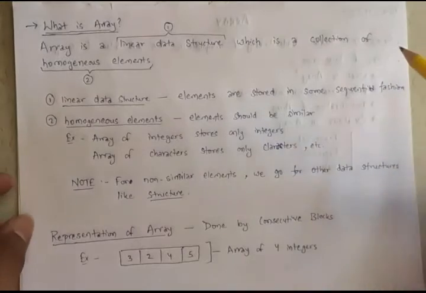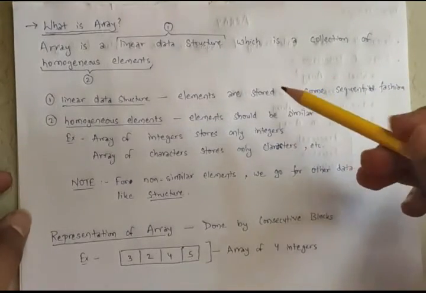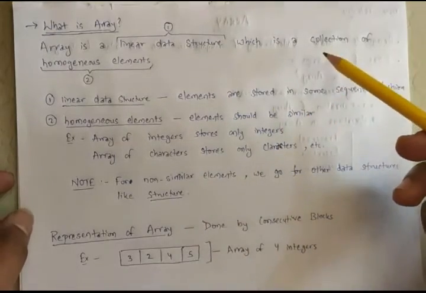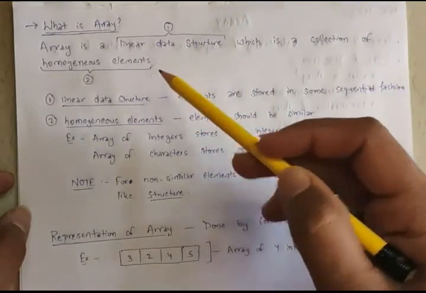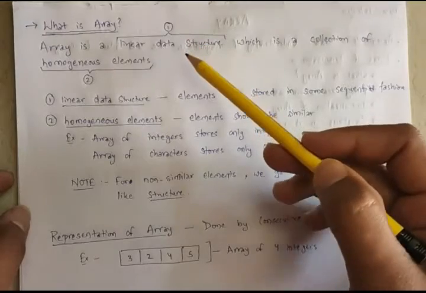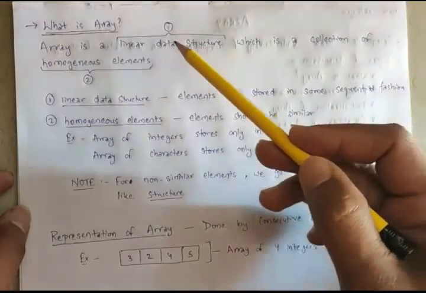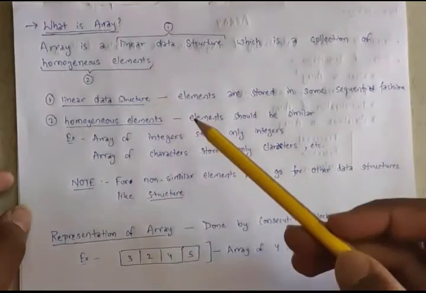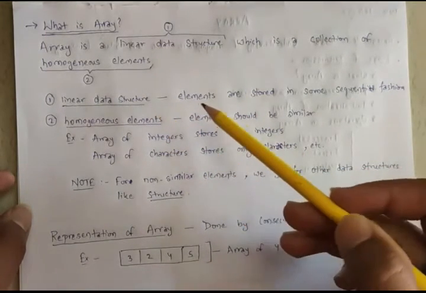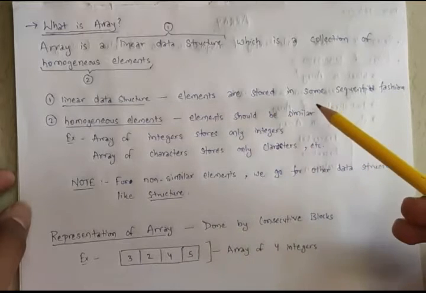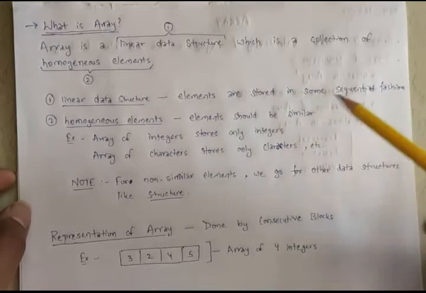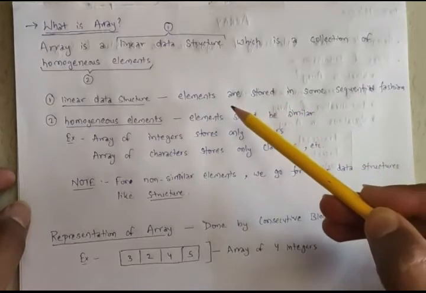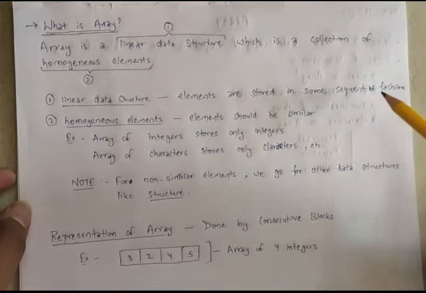So the first topic of discussion is what is array. Array is a linear data structure which is a collection of homogeneous elements. The first point to be noted here is what is linear data structure. Linear data structure states that the elements are stored in some sequential fashion. Not only the storage but also the access of the elements are in some sequential fashion.